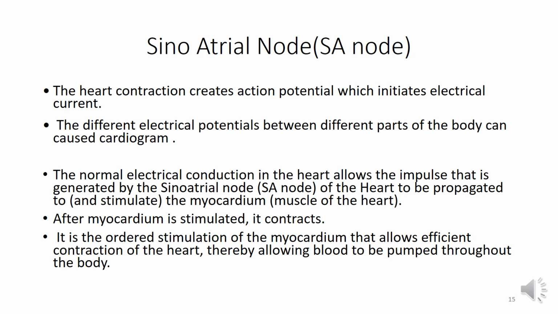Now we will see about the Sino Atrial Node. The heart contraction creates an action potential which initiates electrical current. The different electrical potentials between different parts of the body can cause a cardiogram. The normal electrical conduction in the heart allows the impulse that is generated by the sinoatrial node of the heart to be propagated to the myocardium.